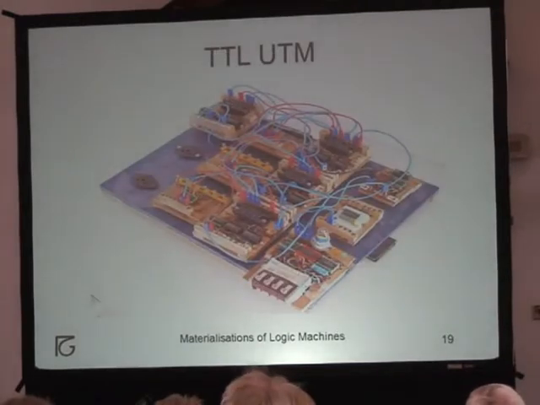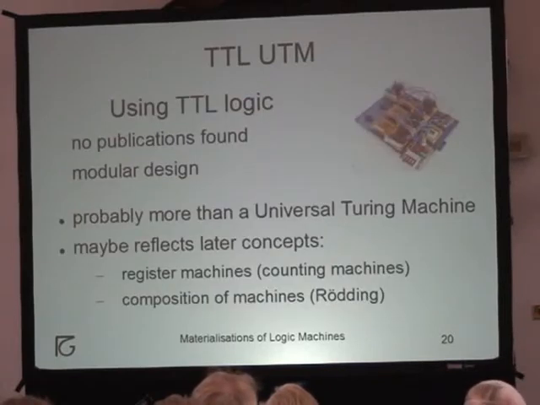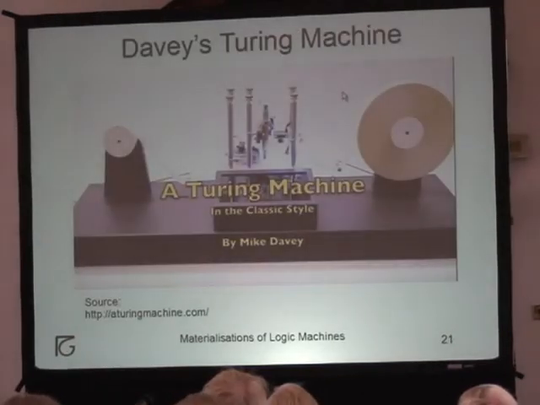And then he had a TTL OGM, when the TTL logic family release came out, he worked with them. And I have found no publications. It's obviously a modular design, as you see here. I call it TTL OGM because it was on this box. I don't know whether it really was a universal Turing machine, and maybe it reflects later concepts worked together with Redding. Well, now we come to the Turing machine as a central part of it.